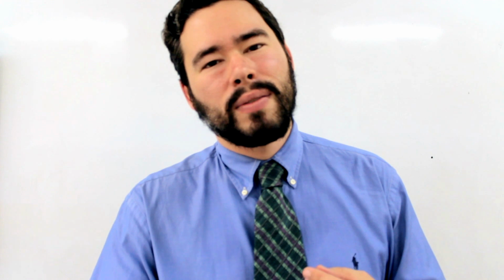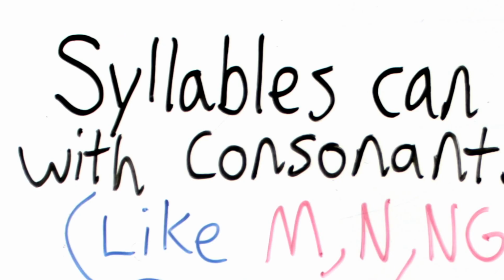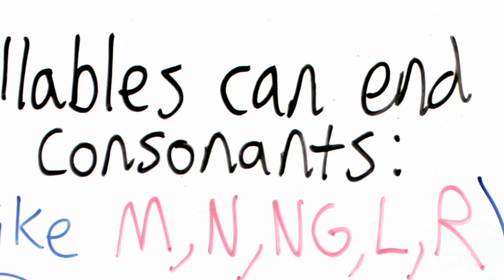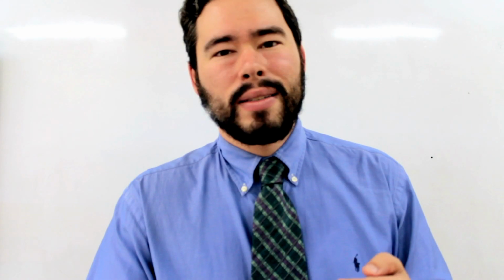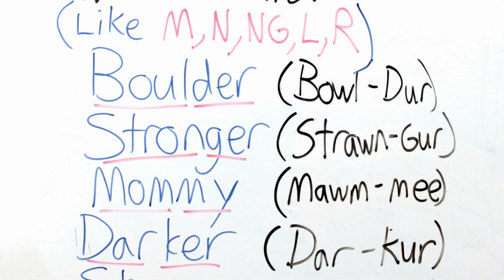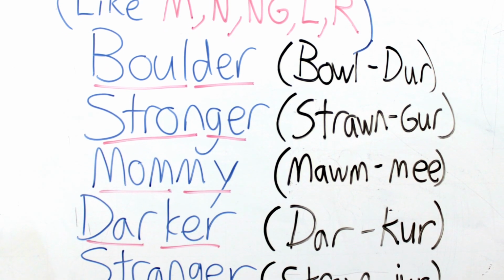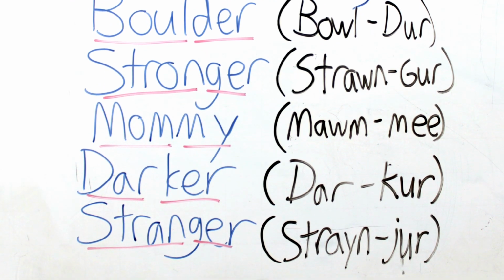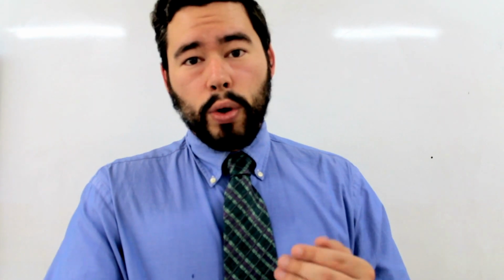I know you do. Sometimes, however, you will have syllables that end on a consonant. These sometimes happen with voiced syllables, where you have to turn on this part of your vocal cords. A lot of consonants where you have to turn on those vocal cords are consonants like M, the ing sound, ing. Then you, of course, have L, R, D, and things like that. I'll show you some word examples. Bolder, stronger, mummy, darker, stranger.